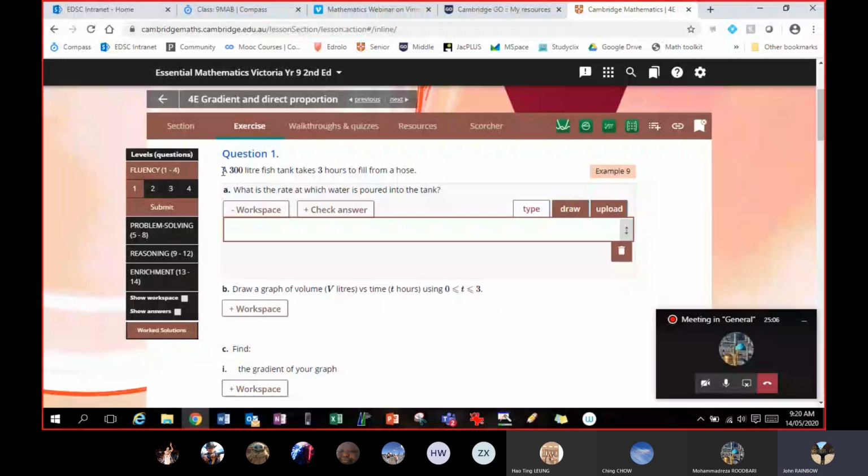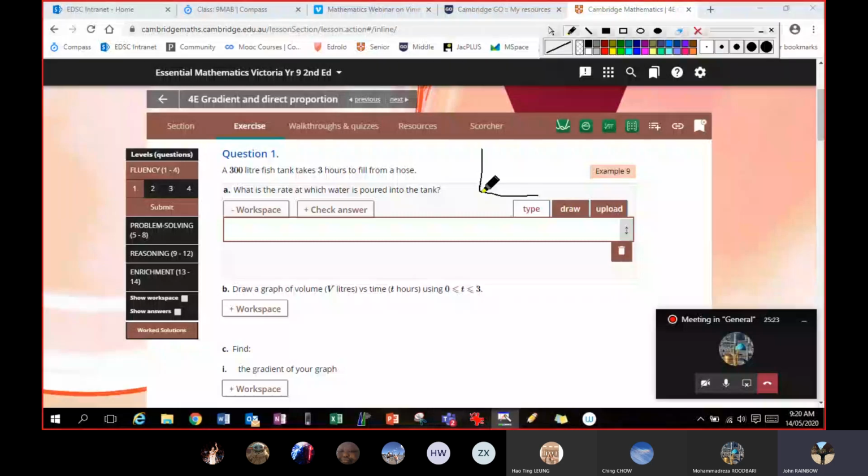If I drew a quick graph of it, it would have started at 0, 0, and over time would have gone up to this point here. You'd have litres on this side, so it'd be 300, 3. So the gradient of that is 100, right? So it's 100 litres per hour.